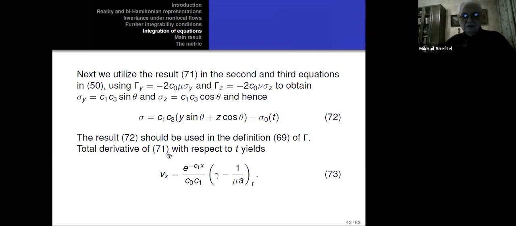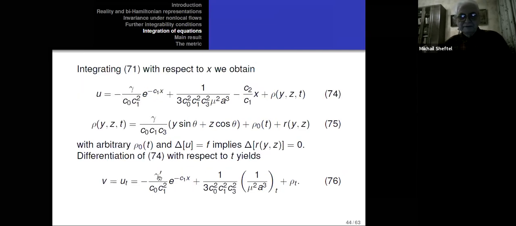Now, we have ux, so we may consider the time derivative of it to get vx, also in a very compact form. Also, since we have ux, we can integrate the expression with respect to x to get u with another constant of integration, rho, depending on y, z, t. And some things we know about this rho. The unknown things are rho O of t, a constant of integration, and r of y, z. But what we know is that r of y, z is a harmonic function.